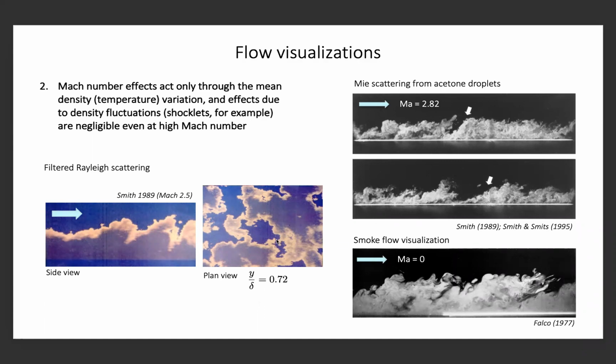I also show some filtered Rayleigh scattering pictures. These are the colored ones by Mike Smith. And he shows a side view and a plan view. I've always liked these pictures because the plan view looks like clouds on a summer afternoon when the sun is setting. That's just a beautiful picture. This is a cross section through the flow, and you can see the intermittency of the boundary layer very clearly. So superficially, turbulent structure looks the same as in subsonic flow.